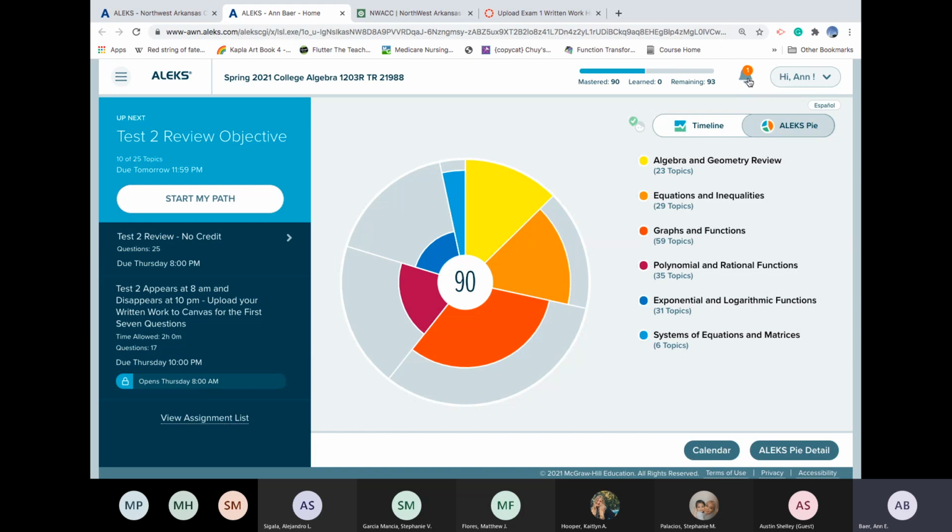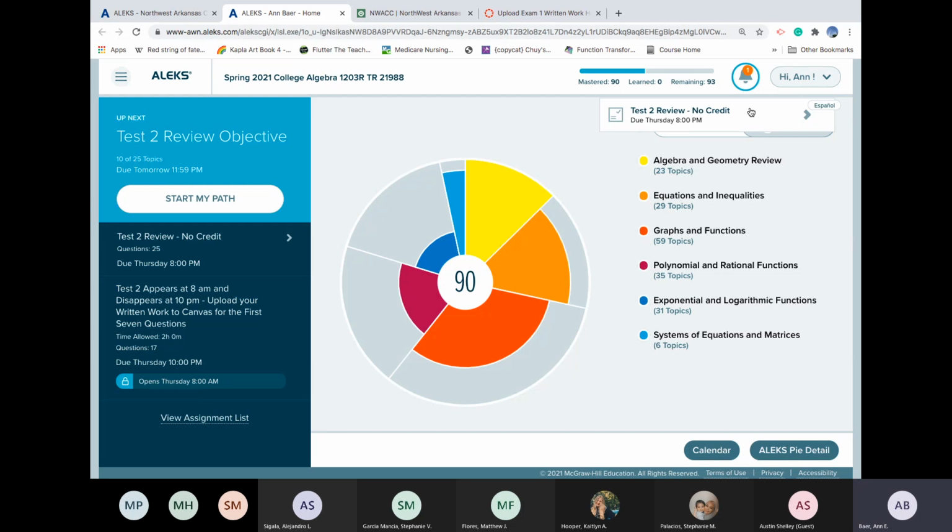Let's see what this notification is. Test 2 review credit is due Thursday at 8 p.m. That assignment is crucial, to be honest with you. If you want to do well in this class, it's really important that you do that assignment. Why? Because the first 7 questions in that assignment are the written work required topics. That's probably the most important reason to do that assignment.